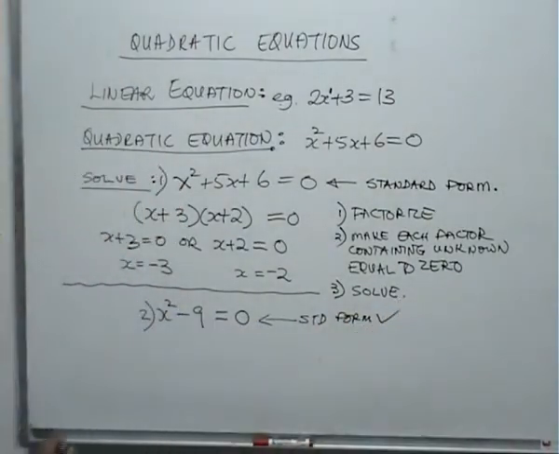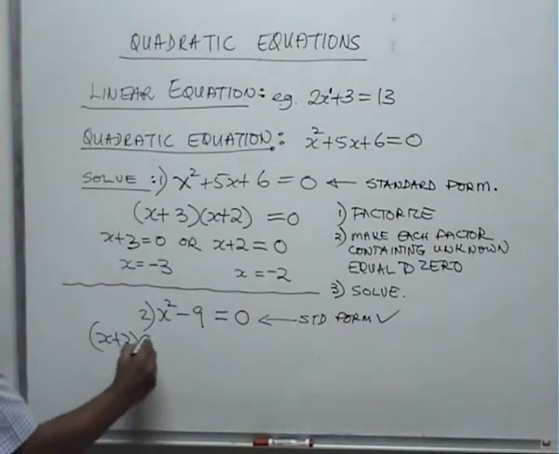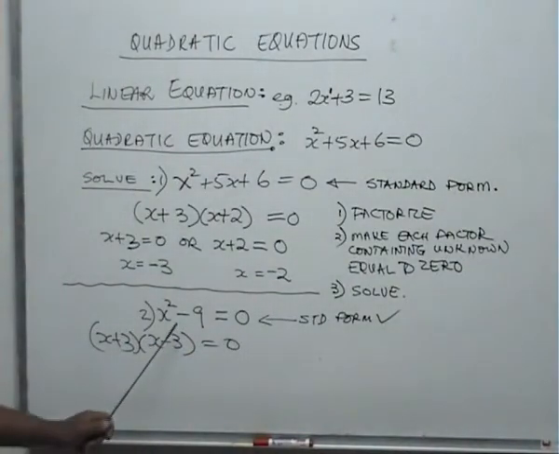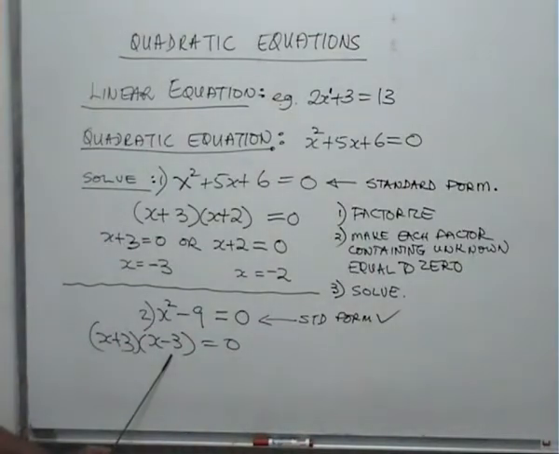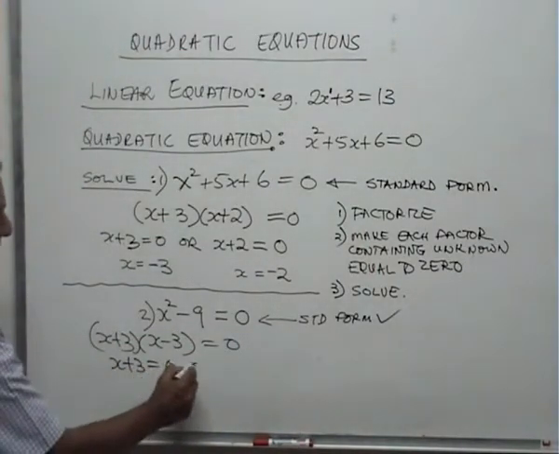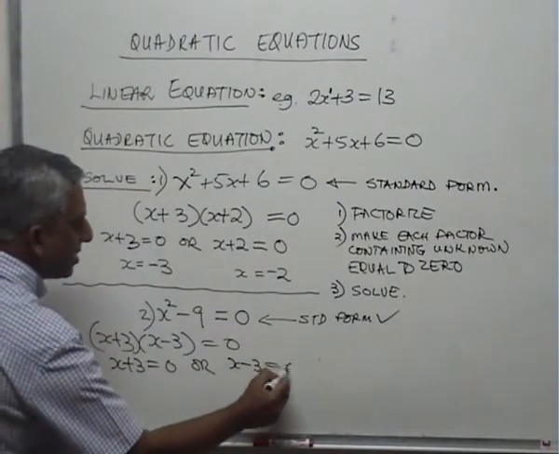So I can now factorize. If I factorize this, now it's a difference of 2 squares. That's why I'm telling you, you've got to know your factorization. So it's a difference of 2 squares, you factorize it. Make each factor containing the unknown equal to 0. That means x plus 3 is equal to 0, or x minus 3 is equal to 0.